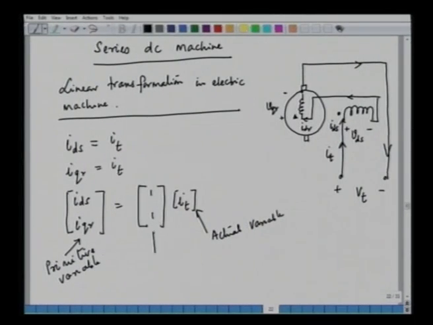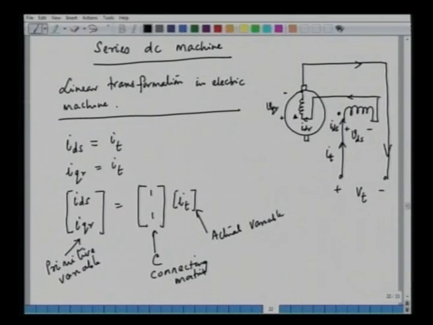And this matrix [1 1] is called the connecting matrix. So, I can call this matrix C, and C is called the connecting matrix. What we are trying to do is relate the actual variable with the primitive variable by a linear transformation. That is the meaning of linear transformation. And this [1 1] is not a non-linear transformation, it is a linear transformation which relates the actual variable with the primitive variables. Now, this is about the current.